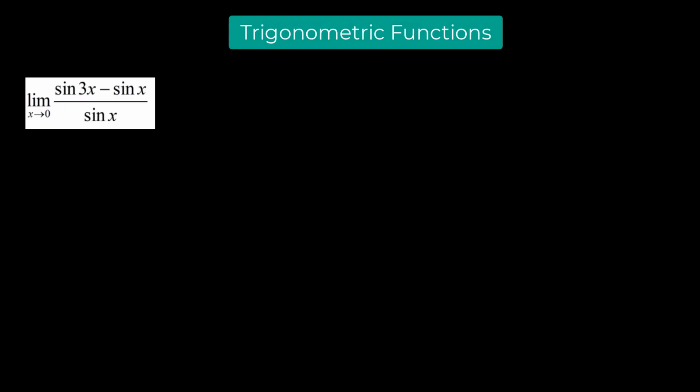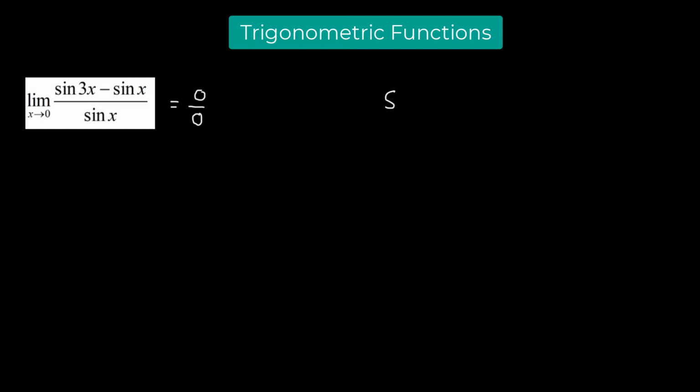So in this question, we have a trigonometric function given by (sin 3x − sin x) divided by sin x. So we have to determine its limiting value when x approaches 0. Clearly, the limiting value of this particular trigonometric function is of the form 0 over 0, which is an indeterminate form. So what we have to do is simplify it.